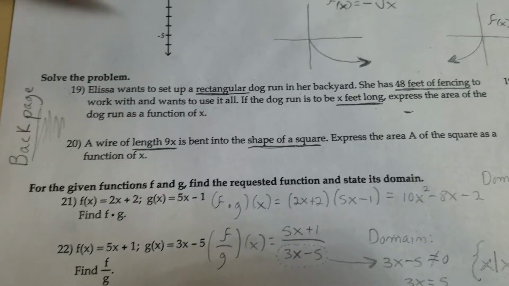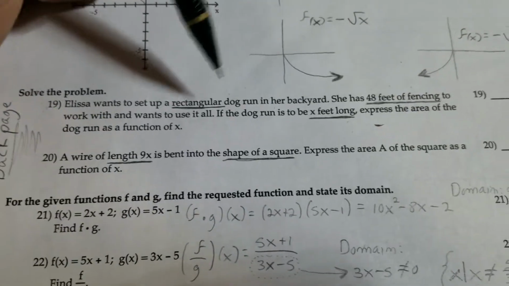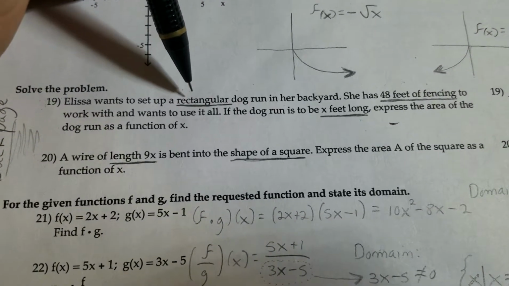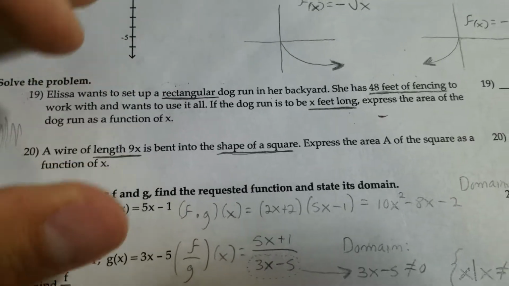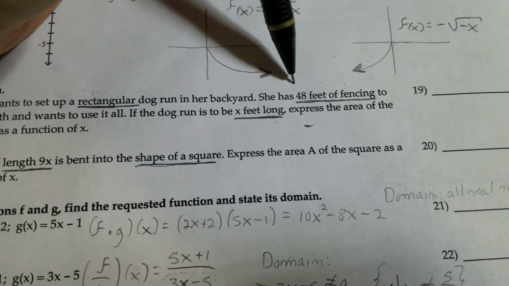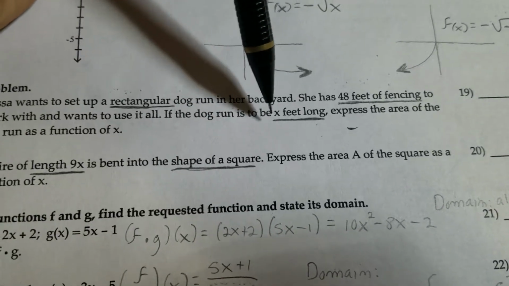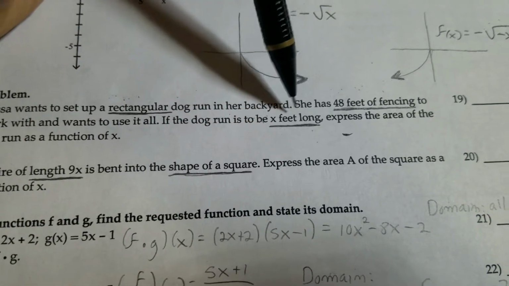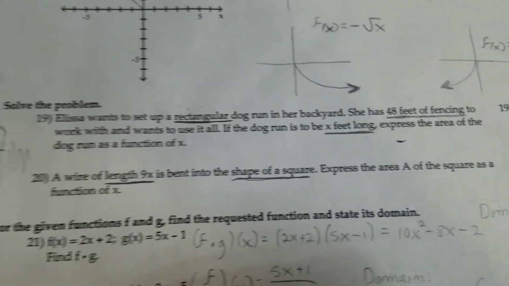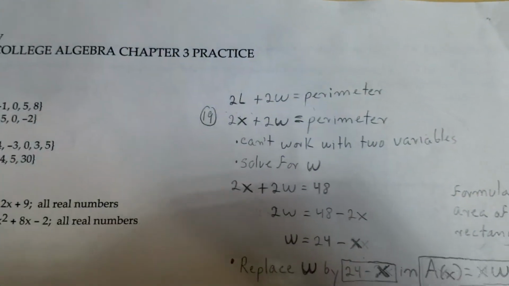For example, on 19, important here is to know that the shape is going to be a rectangle. You need to know that. Also that she has 48 feet of fencing, and then we're going to express the length. The length is x feet long. That's all you need to know for 19. So how do we do that?